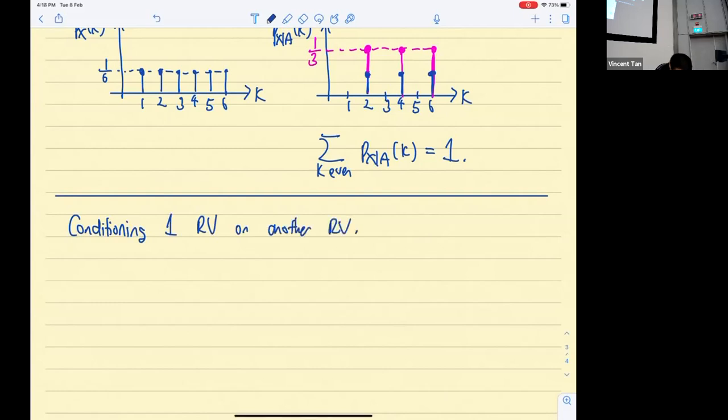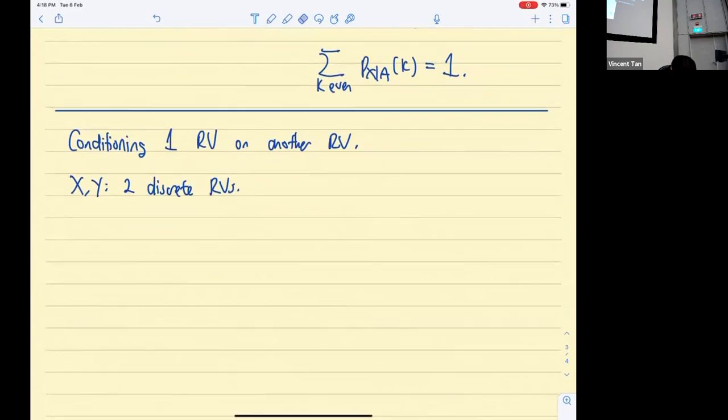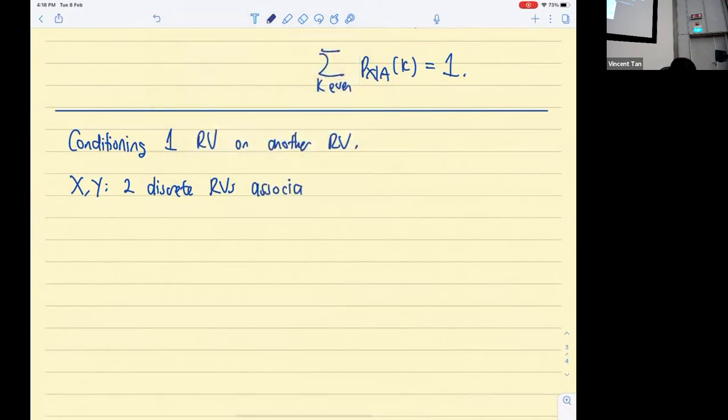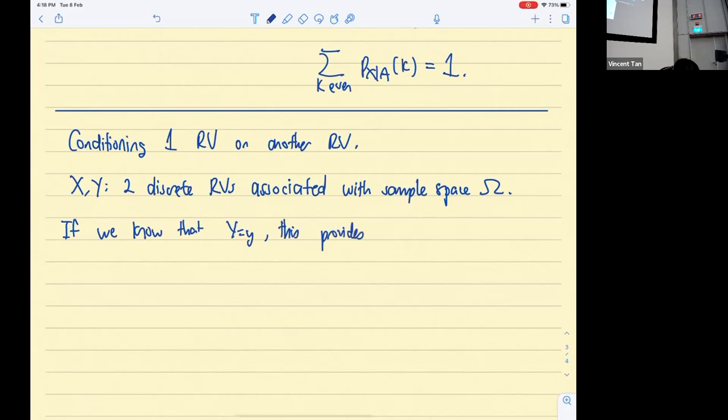So now we have X, Y. These are two discrete random variables associated with the same experiment. Maybe you can say that they belong to the same sample space, Omega, but never mind, that last part is not so important. So if we know that Y is equal to y, this actually provides us with some information about X.